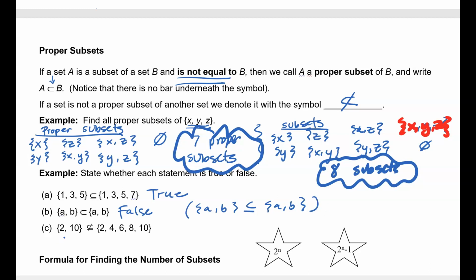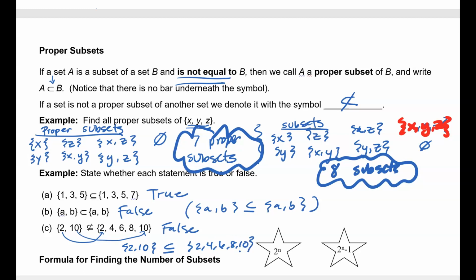And then lastly, the set 2, 10 is not a subset of 2, 4, 6, 8, 10. Well, 2 is inside of the set, 10 is inside of the set, so I'm going to say false. 2, 10 is a subset of 2, 4, 6, 8, and 10.